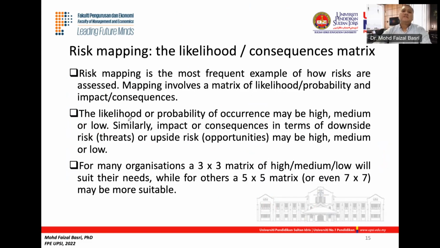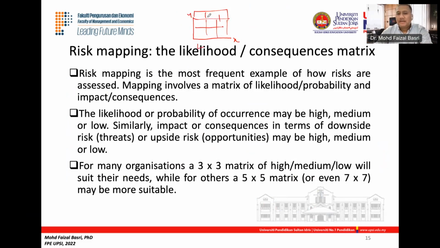Okay, you can map the likelihood and the consequences matrix, and this one we've discussed before. For many organizations, they might use a 3x3 matrix with high, medium, low. As you all know, a matrix is a simple two axis, right? You know, y and x axis here. So you can split it 3x3, 1 to 3, 1 to 3. Or 5 by 5 or even 7 by 7, depending on the requirement of the company.